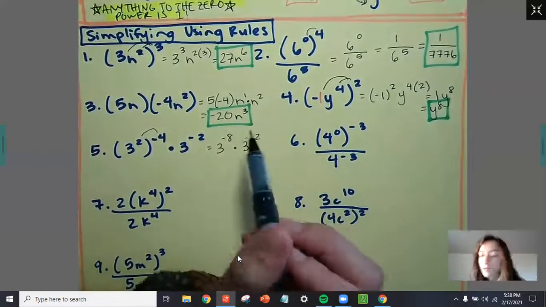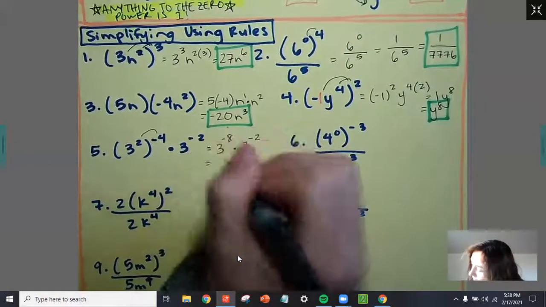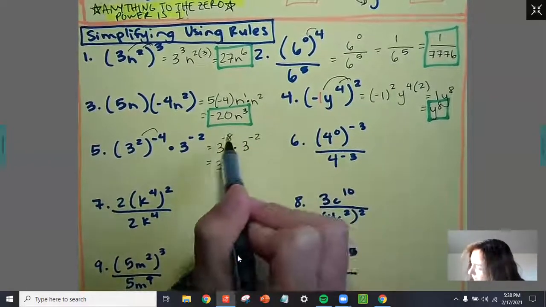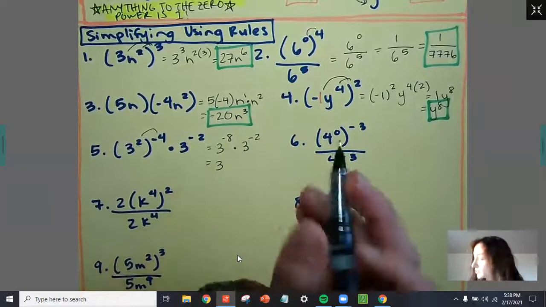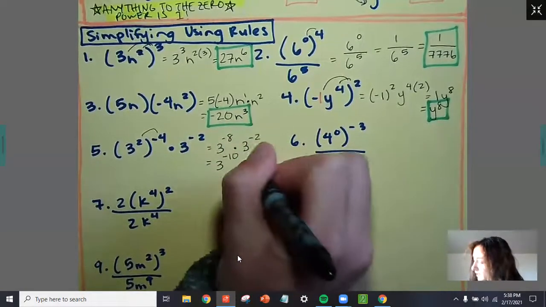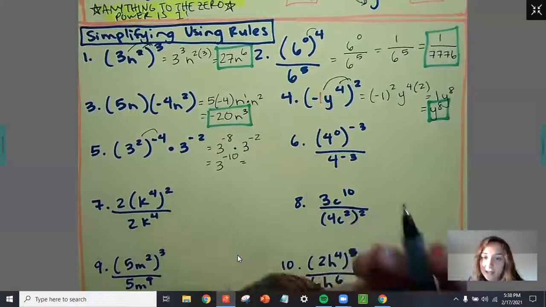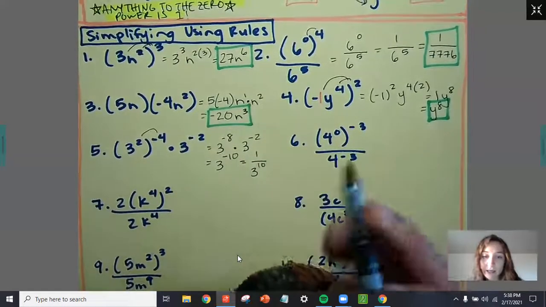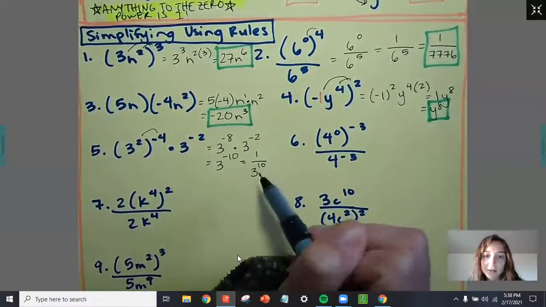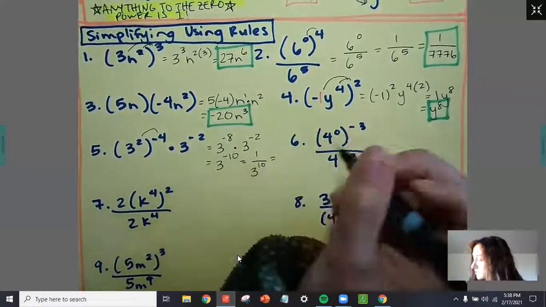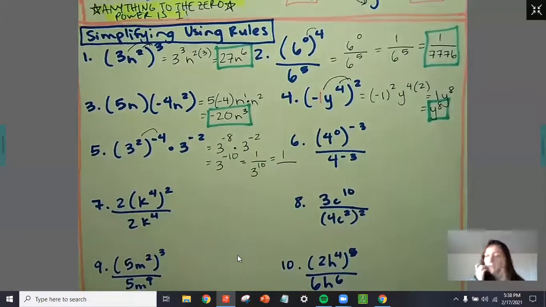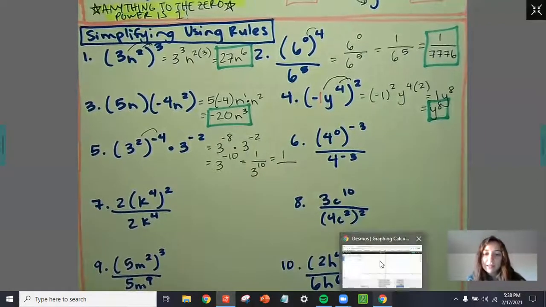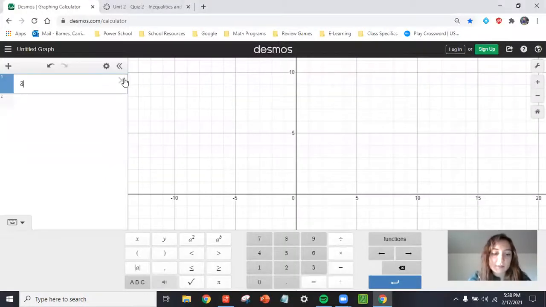Since we are multiplying, we're going to add their exponents. So this is going to be 3, negative 8 plus negative 2 is going to give us negative 10. And a negative exponent is going to send that down to the denominator. So it's going to be 1 over 3 to the 10th, making that positive. And then we're just going to take 3 to the 10th and type that into Desmos and just see what the number is there. So let's just type 3 to the 10th in so we can simplify this as much as possible.